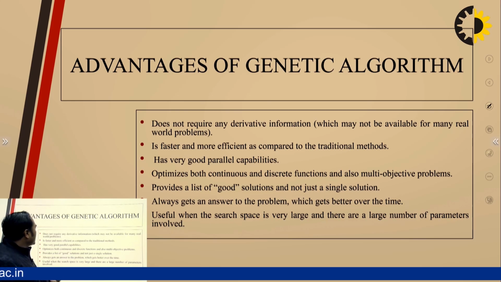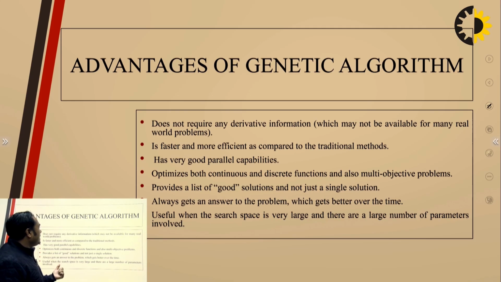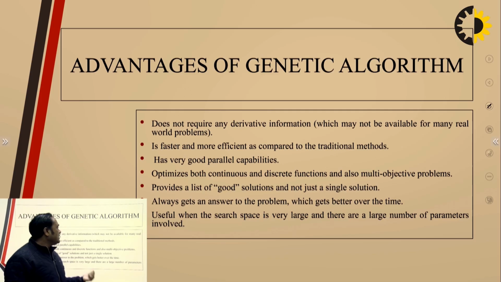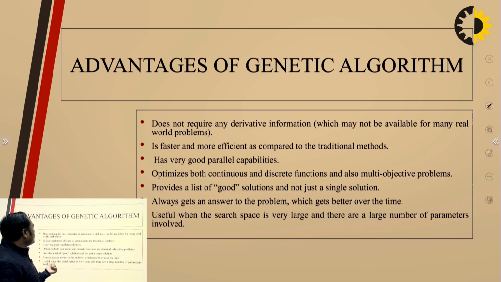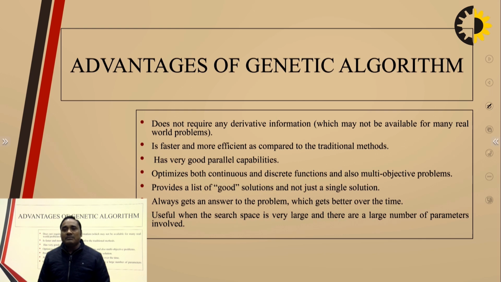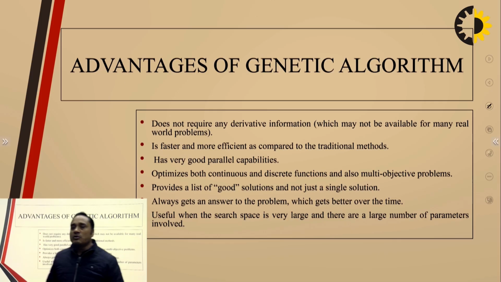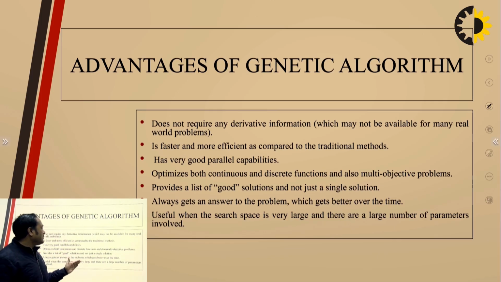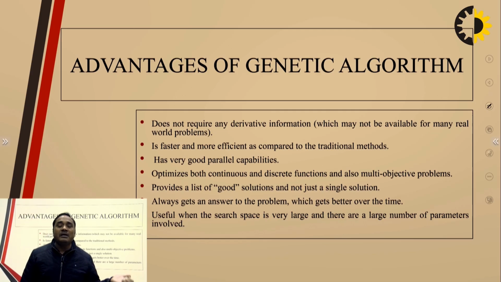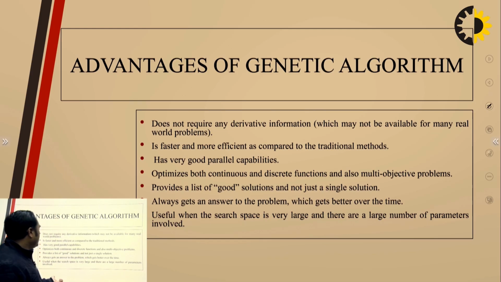Advantages of the genetic algorithm: it does not require any derivation information, because there is no additional information requirement. It is faster and more efficient compared to traditional approaches, because traditional approaches are slow and manual, but the genetic algorithm is faster and not manual. It has very good parallel capabilities and optimizes both continuous and discrete functions. It works on both continuous and discrete functions. It provides a list of good solutions and not just a single solution.